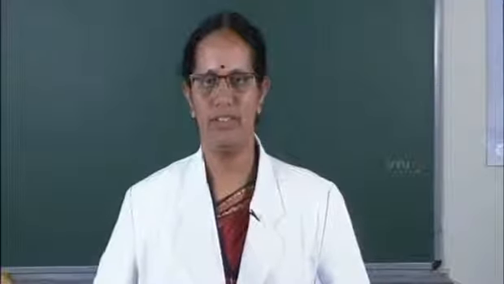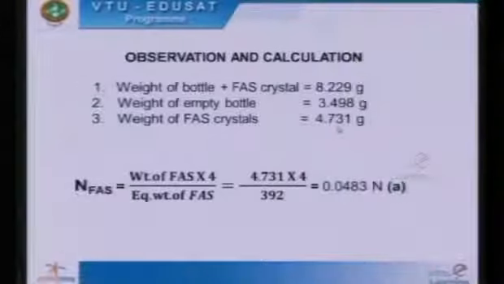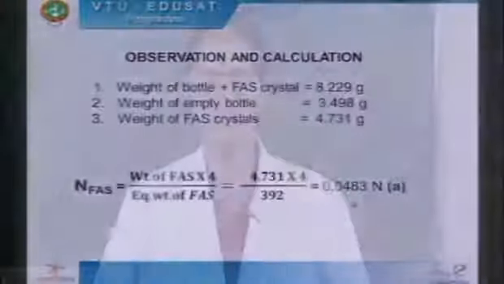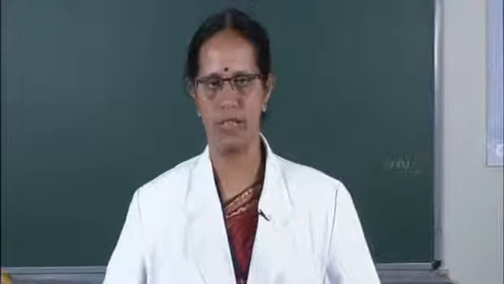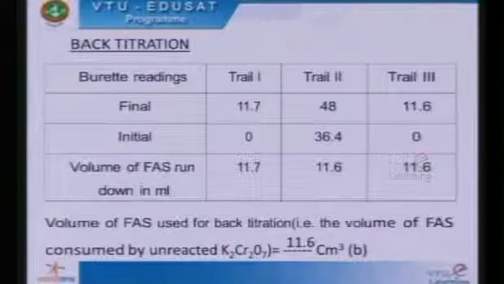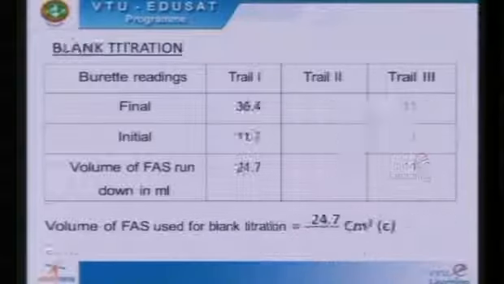Observation and calculations of the experiment. The amount of FAS crystals that has been transferred to prepare the standard solution is 4.731 grams. Normality of FAS solution is 0.0483 N. The readings of the back titration are tabulated as follows. Volume of FAS used for back titration, that is the volume of FAS consumed by unreacted potassium dichromate, is 11.6.